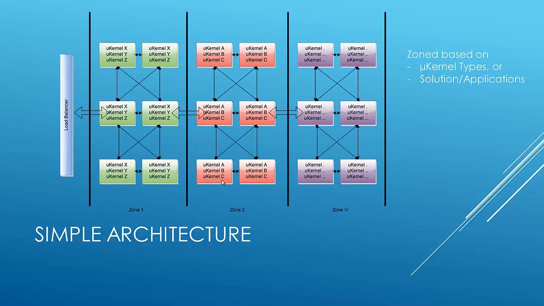This is a simple architecture. You have some sort of a load balancer: consistent hashing, round robin, sticky, non-sticky. And then you have multiple zones which are segregated, where kernels are segregated based on kernel types or based on the solution or applications that are being designed. And in each zone you have a cluster of microkernels, and the cluster is based on the reactive agenda principles.